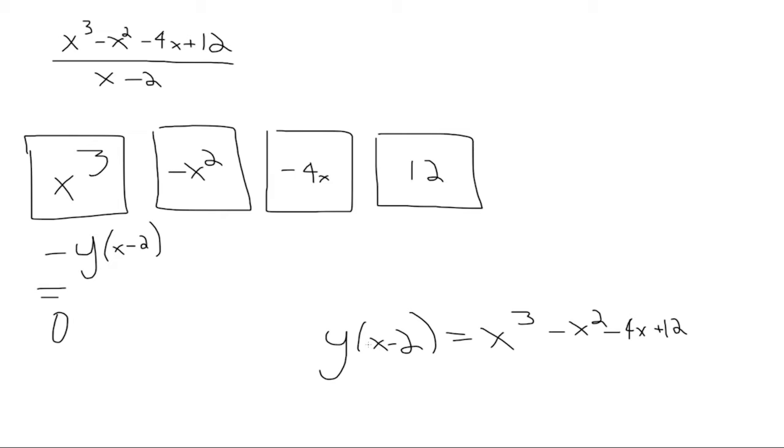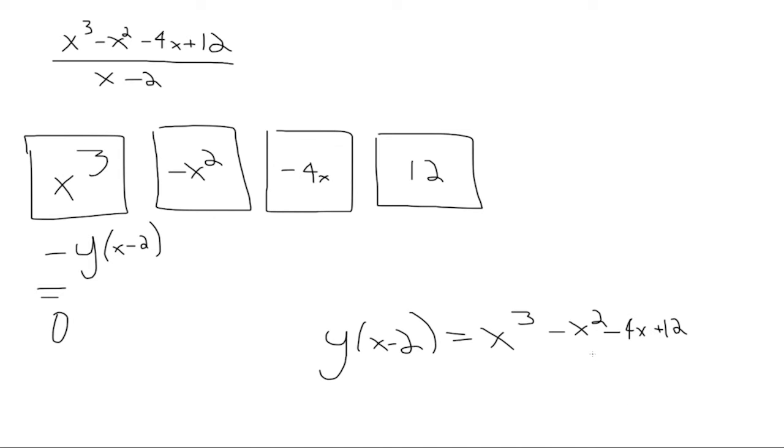That's because if they subtract each other and equal 0, that means they're the same thing. Anything subtracted by itself is equal to 0, the same way 3 minus 3 equals 0, or 4 minus 4 equals 0. So if this subtract this equals 0, then they must be equal. So we've established that y times x minus 2 is going to equal x cubed minus x squared minus 4x plus 12.